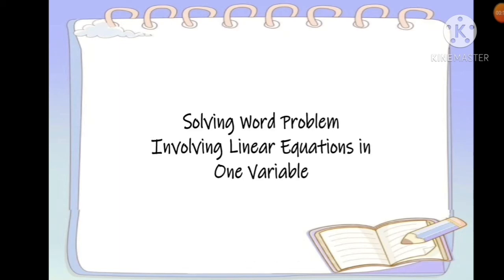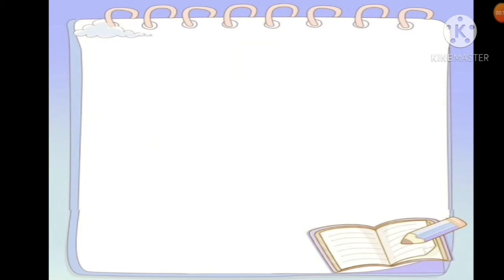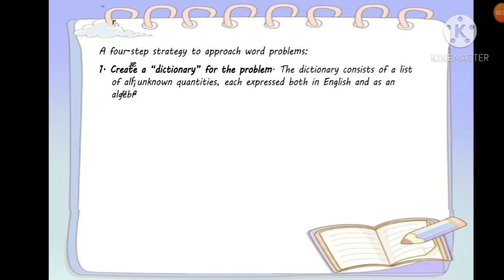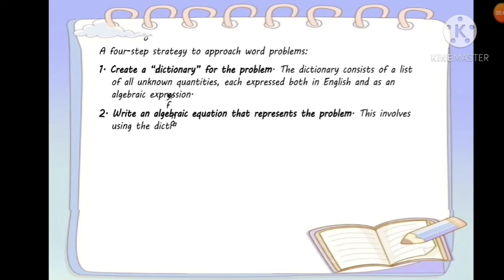Solving word problems involving linear equations in one variable. A 4-step strategy to approach word problems is: first, create a dictionary for the problem. The dictionary consists of a list of all unknown quantities, each expressed both in English and as an algebraic expression. Second, write an algebraic equation that represents the problem. This involves using the dictionary from the previous step.